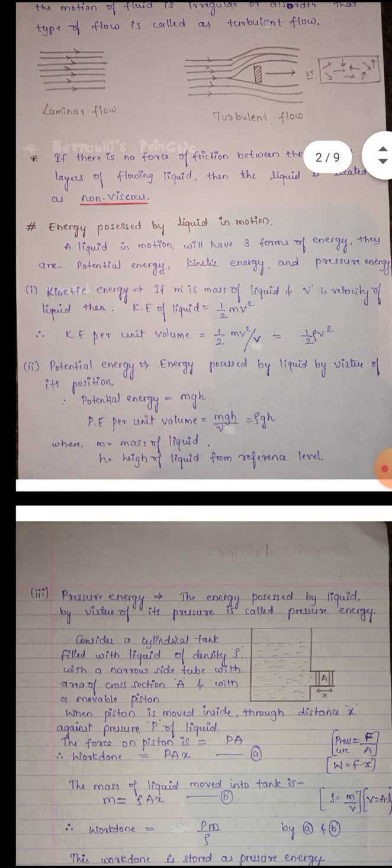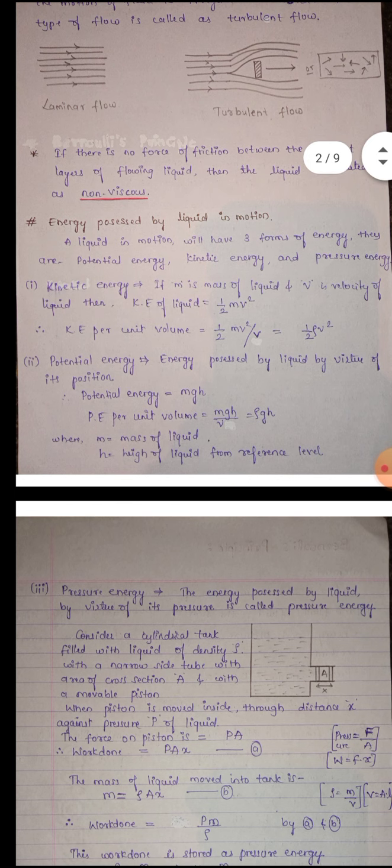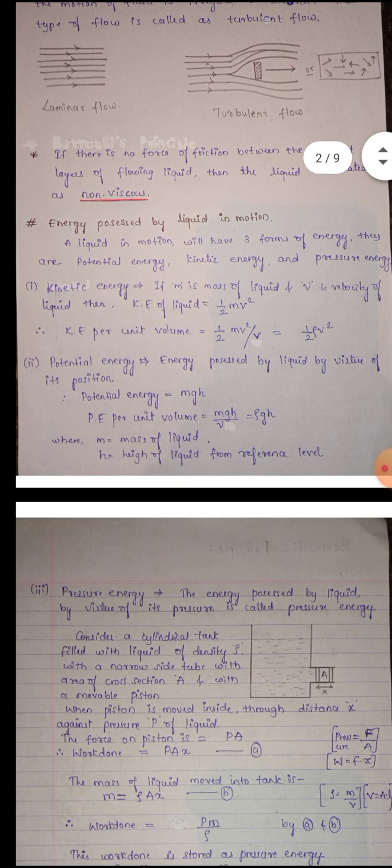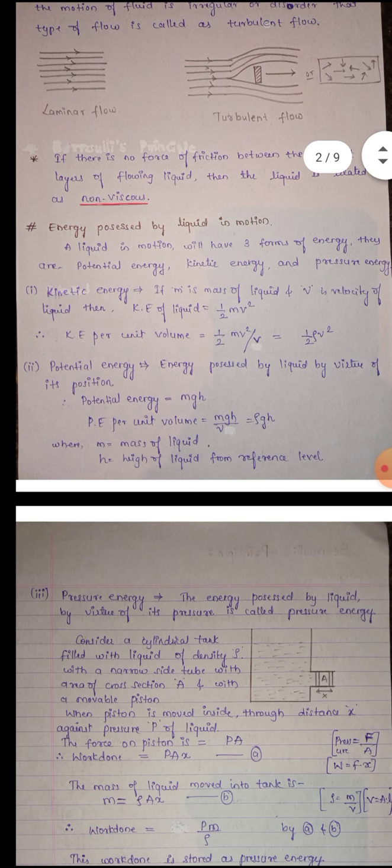So consider a liquid having a mass of m and the velocity v with which it is moving. The kinetic energy of the liquid we are going to write as half m v square. So it is the kinetic energy of a liquid.